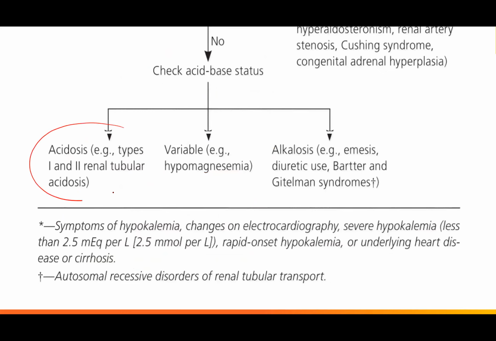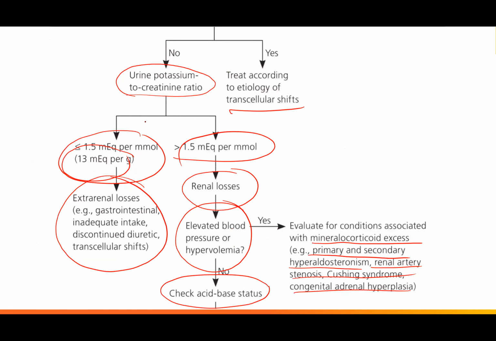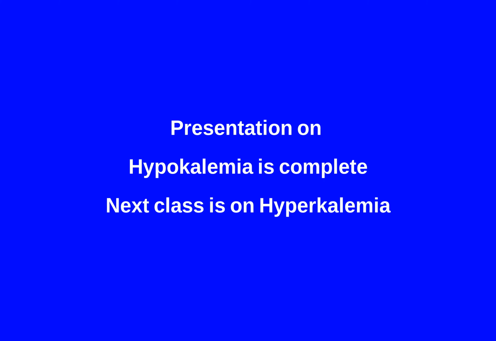If there is acidosis, type 1 or type 2 renal tubular acidosis. And if it is alkalosis, then you are dealing with emesis and diuretic use, or Bartter syndrome or Gitelman syndrome. If it is variable, usually it is hypomagnesemia. And we started with the symptoms of hypokalemia. Are there warning signs of hypokalemia? What are the warning signs? Symptoms or electrocardiographic changes of severe hypokalemia, rapid onset hypokalemia, or underlying heart disease.